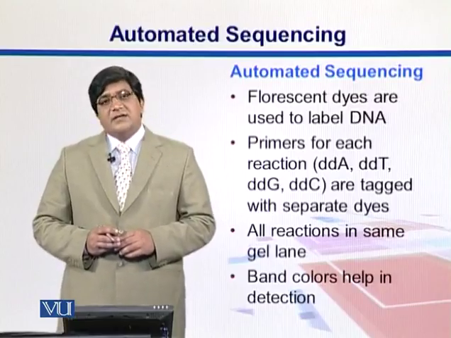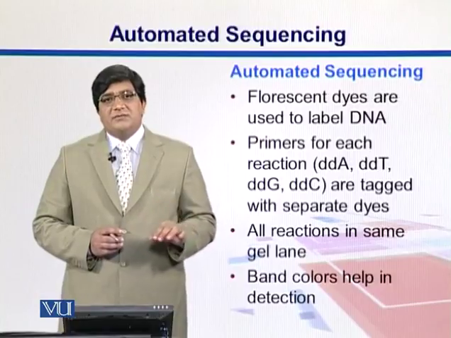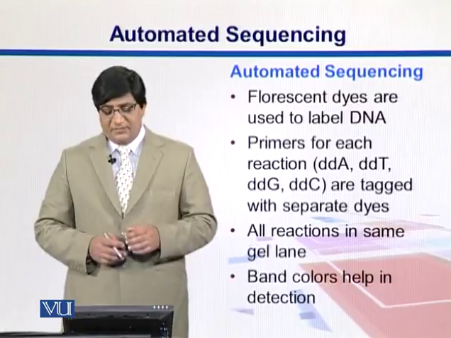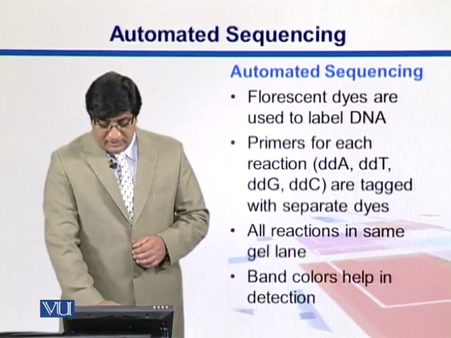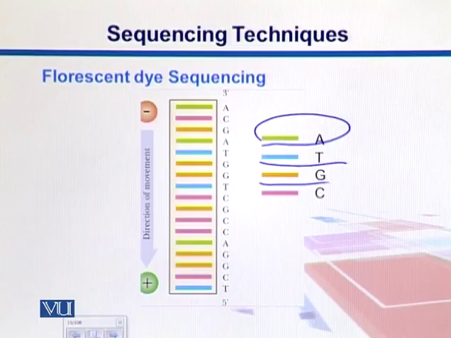So these reactions don't need to run in different wells on a gel. We just put them in the same well and they can go on the same lane. And then the band colors can help in the detection of which nucleotide is there. So here is how it looks. For example, we take the primer for adenine and color it with this green color, and this is T, and obviously G and C. So we put them in the same lane, and only the color detection can tell us which nucleotide is there. You don't even need to compare with the markers.